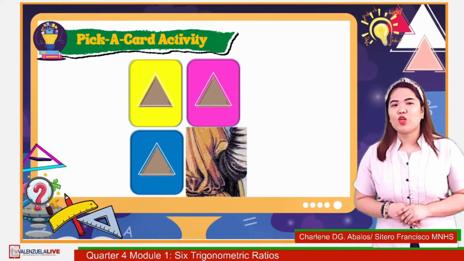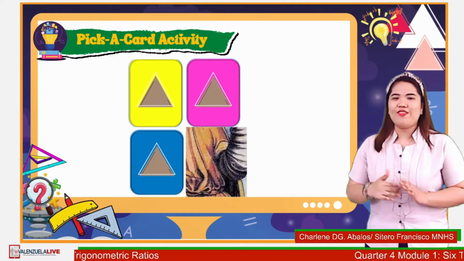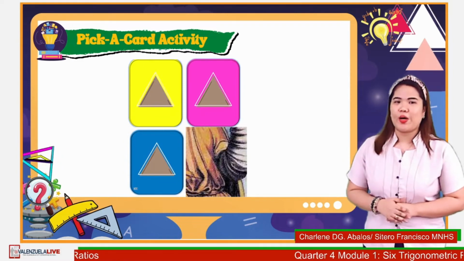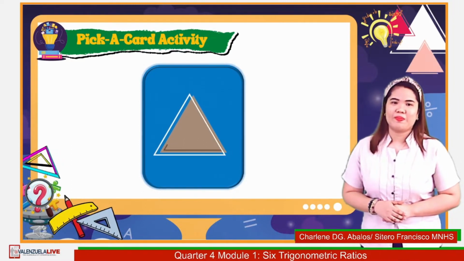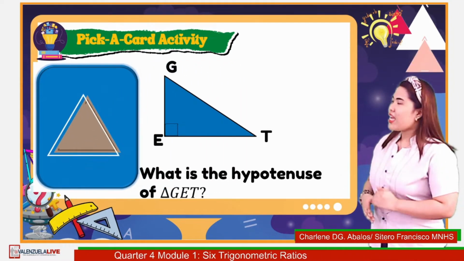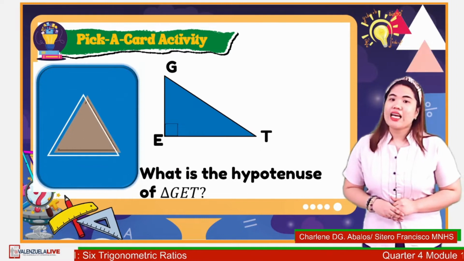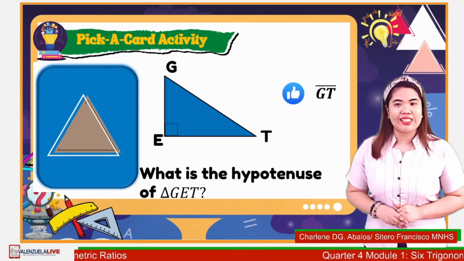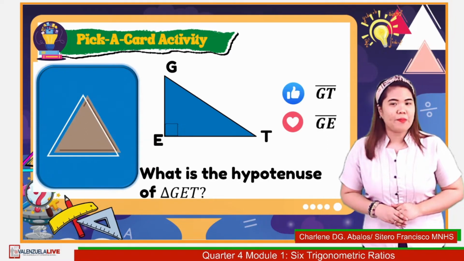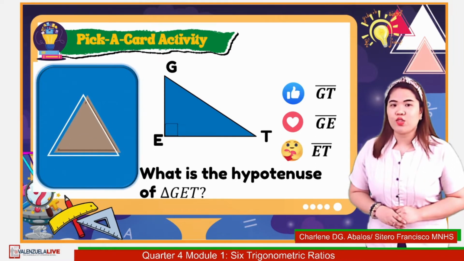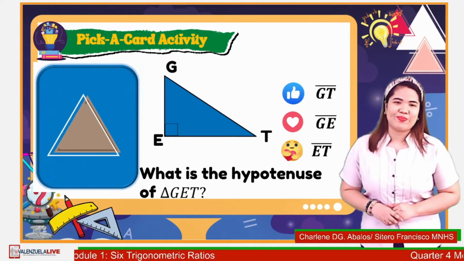Next, type your chosen card in our chat box. Alright, let's have the blue card. Here is the question. What is the hypotenuse of triangle GEP? Click like reaction if your answer is segment GT. Heart reaction if your answer is segment GE, and care reaction if your answer is segment ET. You have 5 seconds to answer. Go!